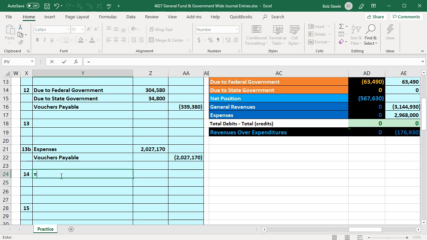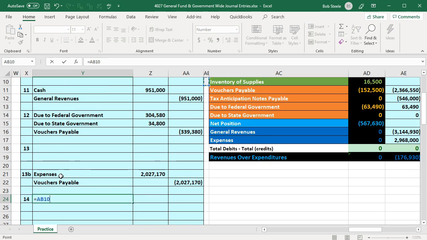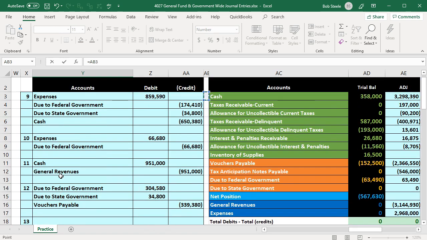We're on number 14 now. So this equals the voucher payable. That's going to be the debit. And then we have expenses rather than expenditures, that being the difference, or the only difference we really have in this transaction between the general and governmental type of activities. And then the last account is going to be cash.